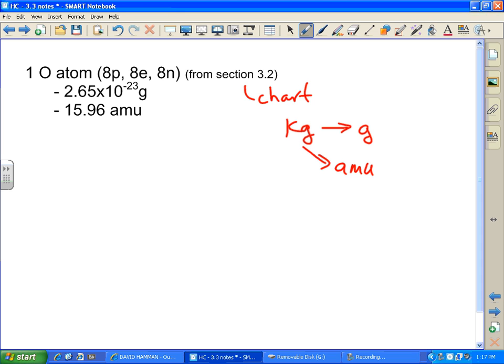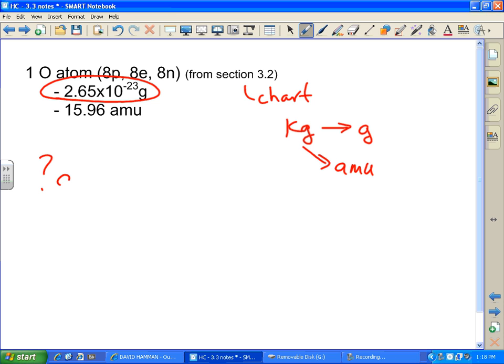So let's say we did that calculation. Now we have two numbers. The mass for 1 oxygen atom is 2.65 times 10 to the minus 23rd grams. Which, again, we go back to the whole concept of grams. That's not a very good number to manage. So they created the AMU scale. And the AMU scale says 15.96 AMUs. Okay, well, what if we had 10 oxygen atoms? Well, then it would be 10 times its mass for 1. If we had 100, it would be 100 times that.